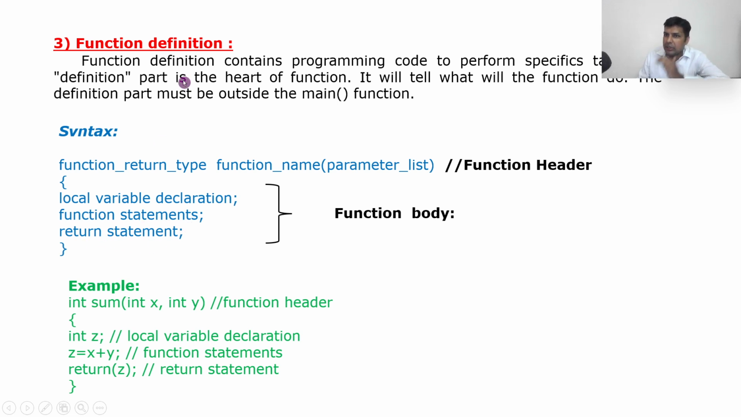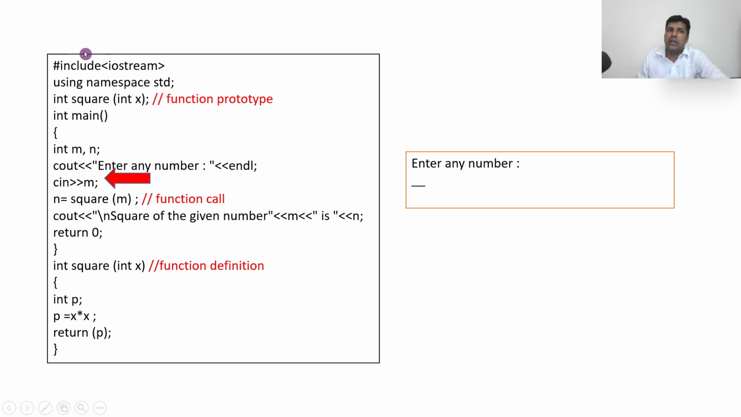Now let us combine all these three and see how our program works. For example, I have taken a program, int square(int x), a square program. The function prototype, as I said, is written before the main program. See, the main program starts here, and before it we have the return type, function name, parameters, and semicolon, just as we have seen.